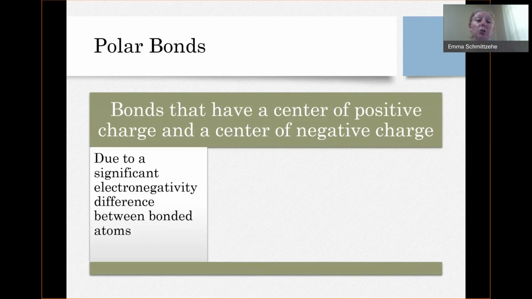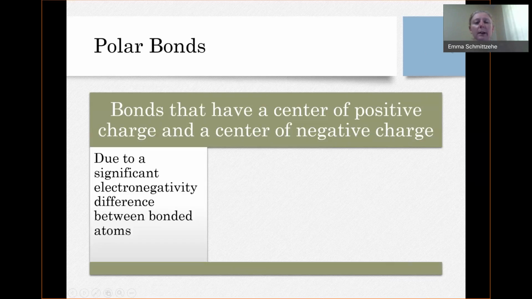If it's a very large difference, something greater than about 2 in electronegativity, then it actually ends up being an ionic bond. The electrons completely transfer. But again, we're not dealing with that right now. So it really is based on differences in electronegativity.